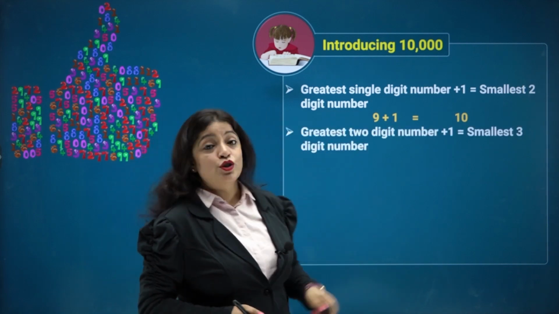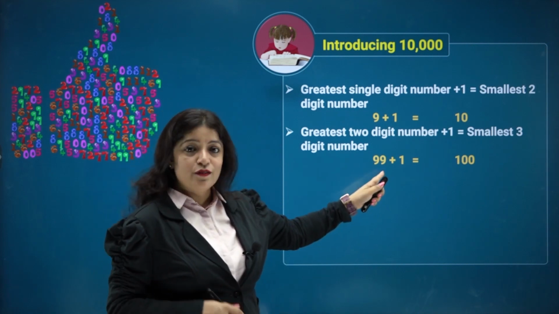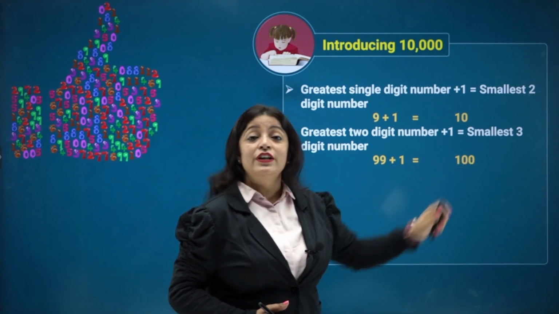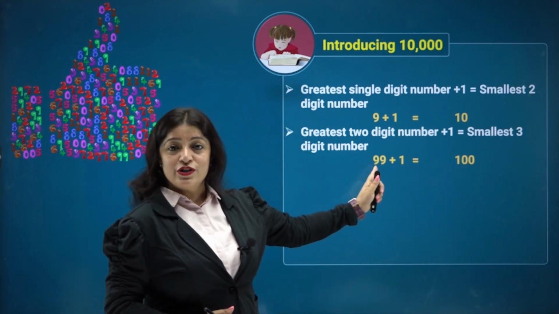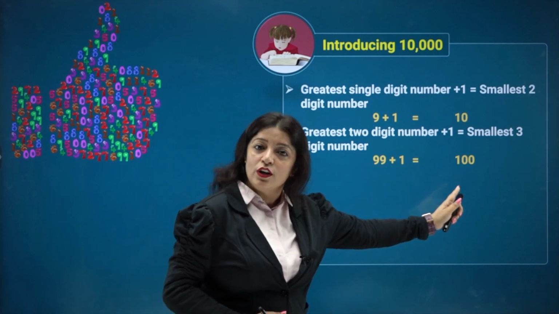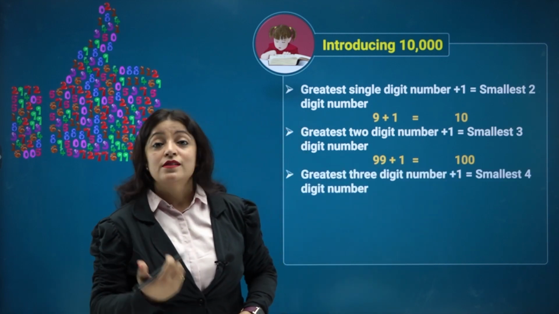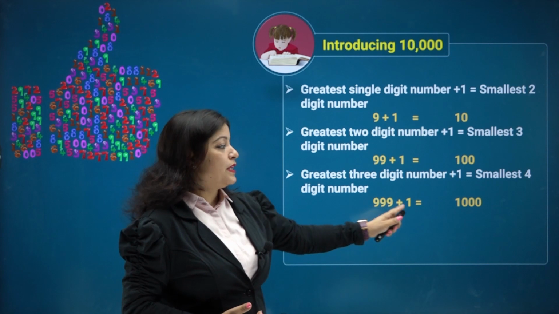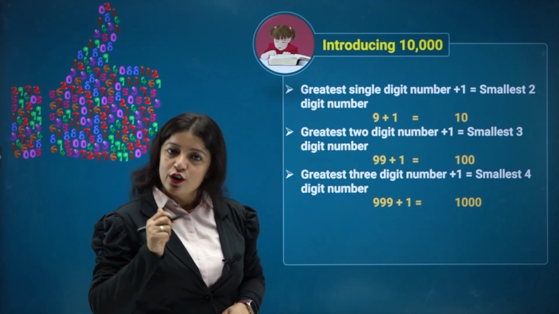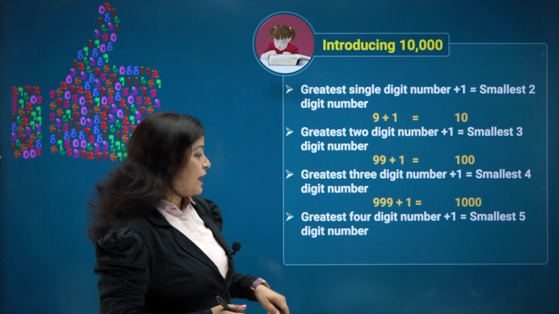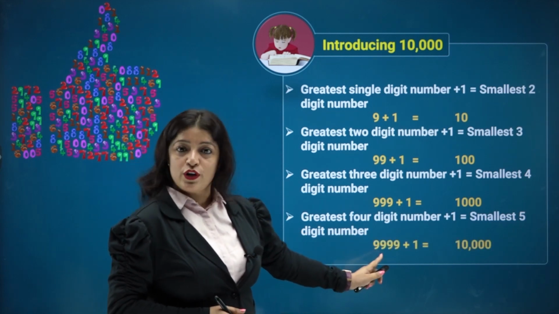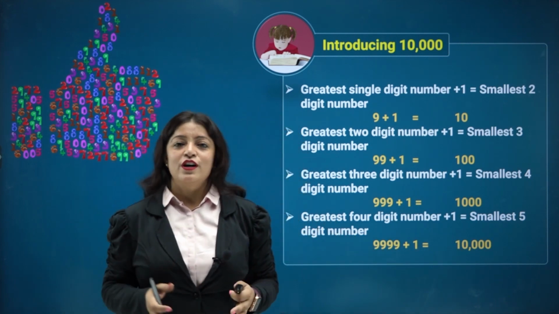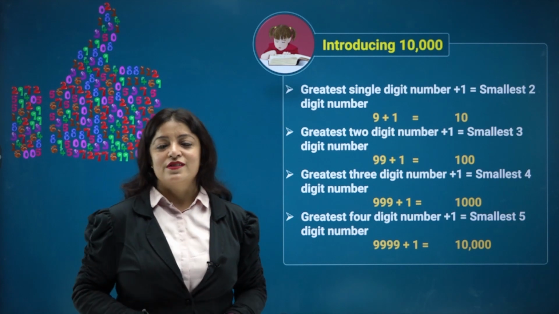Similarly, if to the greatest 2 digit number, that is 99, I add 1, the number we get is 100. Now here there are 3 digits. So to the greatest 2 digit number, on adding 1, we get the smallest 3 digit number. And in the sequence we can also see, to the greatest 3 digit number, that is 999, plus 1 we get 1000, which is the smallest 4 digit number. And in the queue again we notice that to the greatest 4 digit number, if we add 1, we are getting 10,000. So in this way we get an introduction to the number 10,000s.